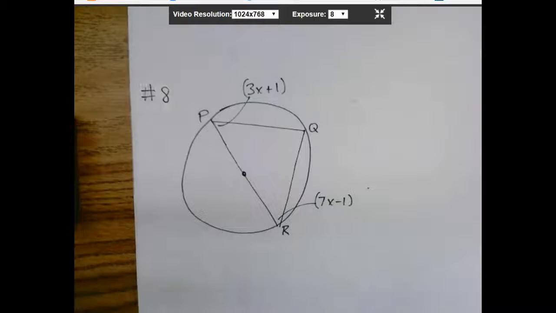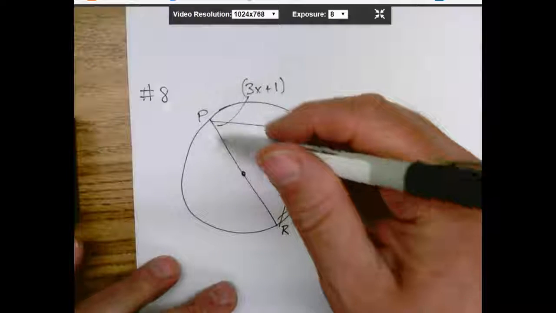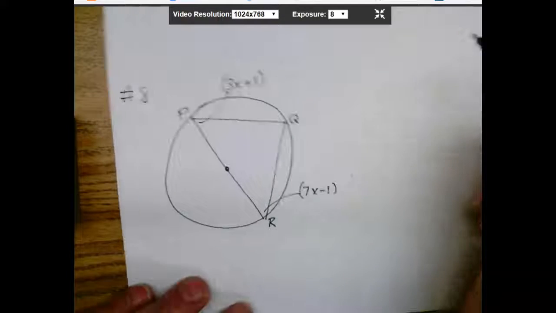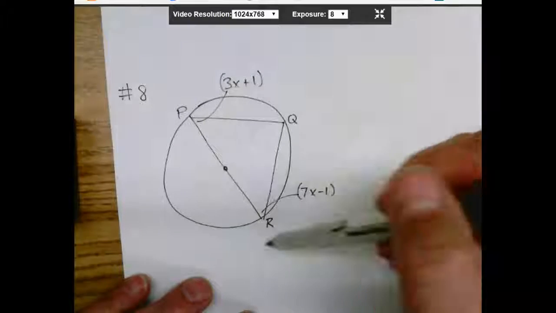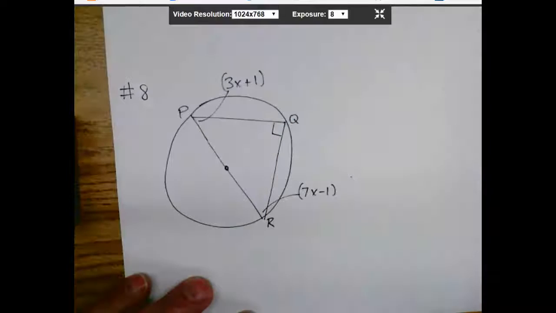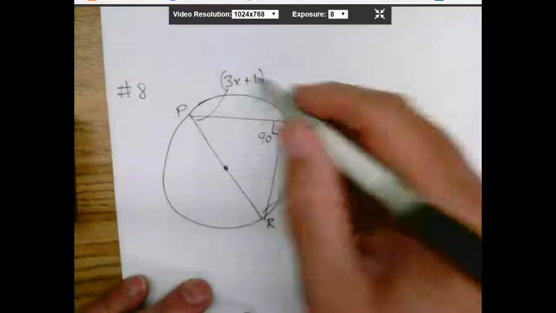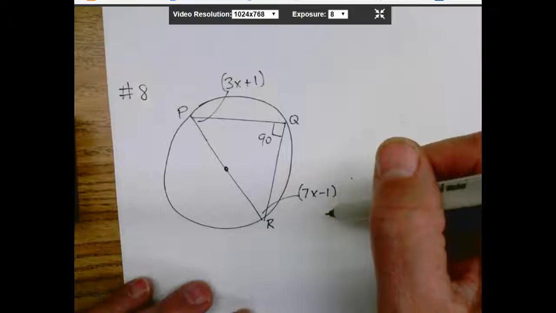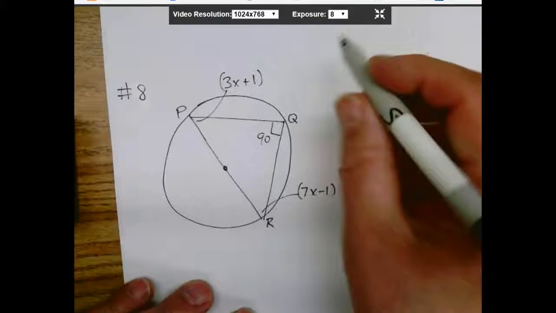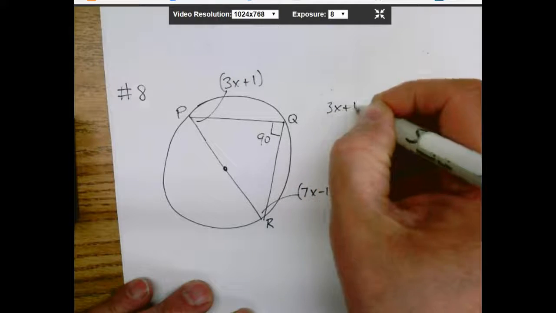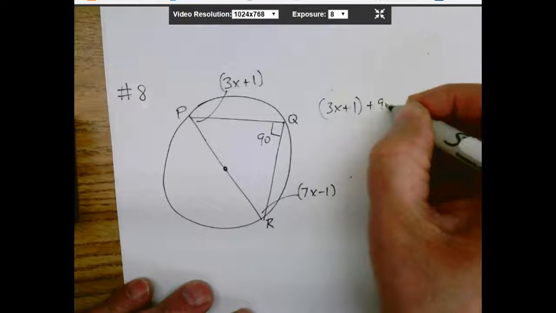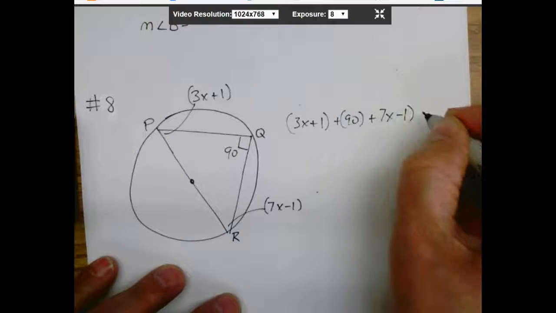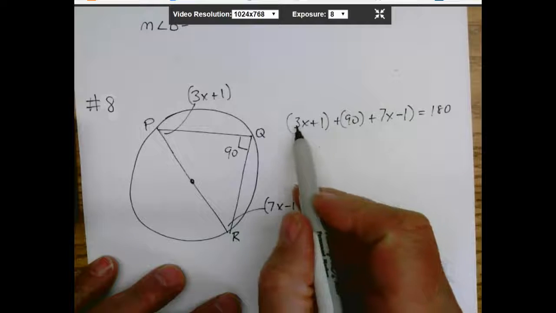So here we have this inscribed polygon running through the diameter, right? So this is going to tell us this triangle, think Pythagorean theorem, is going to be a right triangle. This is going to be an angle that we know: 90 degrees. These are ones we don't know, but we know that when we add them together we get 180. So we're just going to go 3x plus 1 plus 90 plus 7x minus 1 equals 180. Let's collect like terms.